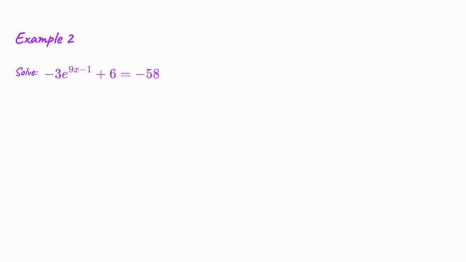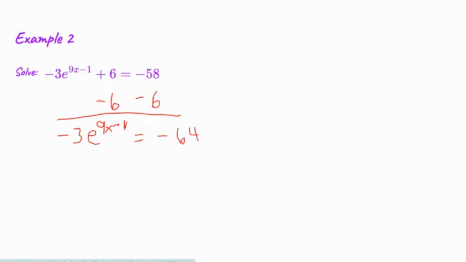Go ahead and try another example. On this one, we're going to subtract 6. Generally, I hope we can see by now that the process is that we want to get the exponential part by itself. Negative 58 minus 6 is negative 64. And then we're going to divide by negative 3. We get e to the power 9x minus 1 equals 64 over 3.